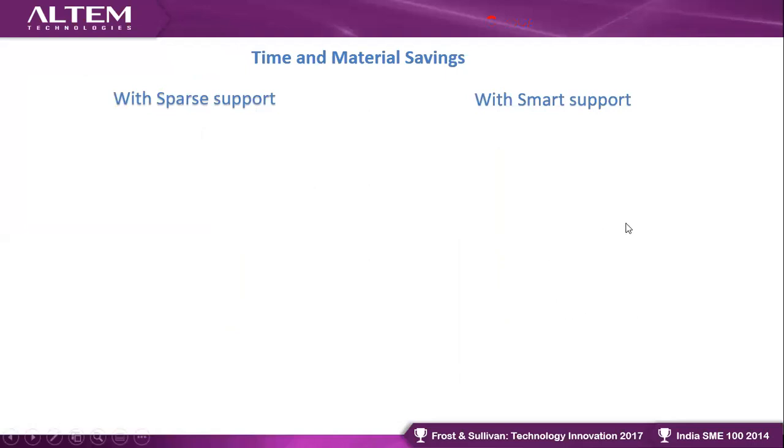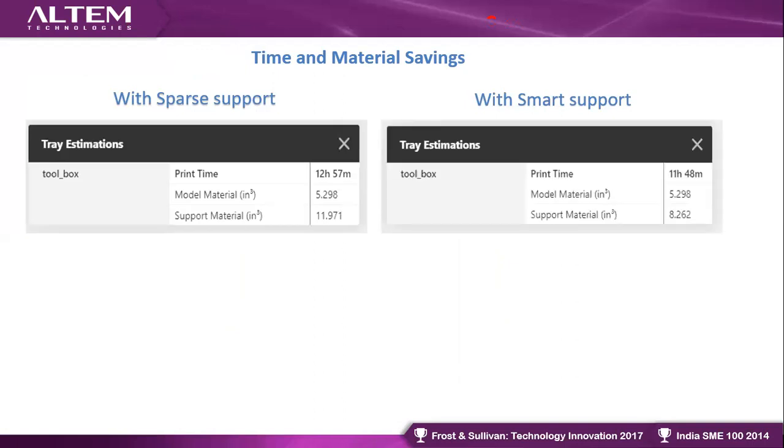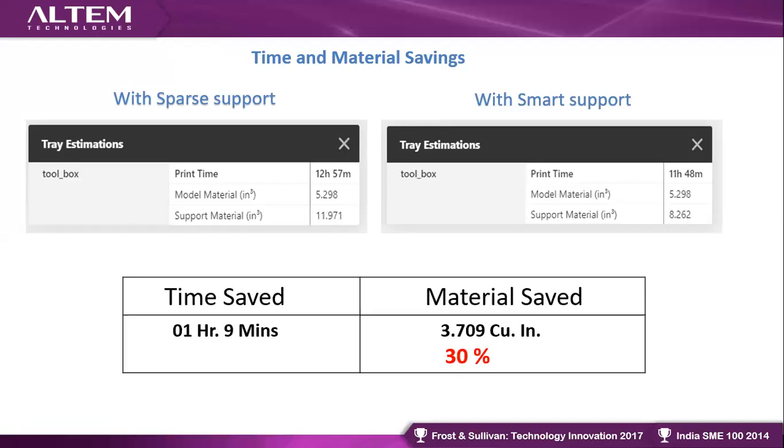And the time and material estimation, the saving. With sparse support, it takes almost 12 hours to print, and with the smart support, it's going to take 11 hours to print. So not only the time, you can see the support material consumption. It's almost half, or I can say 30%, 35% of the material, right? You can save that much support material with the smart support option.